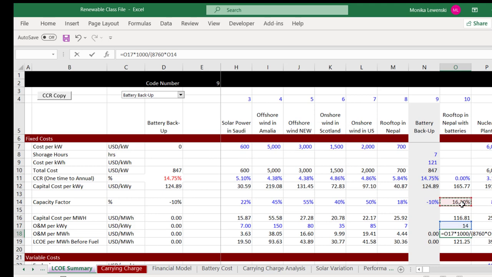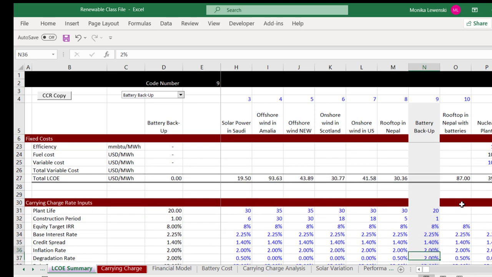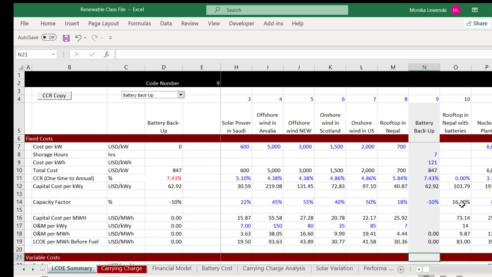Fixing this on the fly, kind of, and then we got a horrible, expensive result: our 30 is an expensive capacity. Now, of course, let's put it to 20, and let's say that the degradation is only 1%, and then we can get a lower carrying charge, and then it's a little more reasonable. This is still at a very low cost.